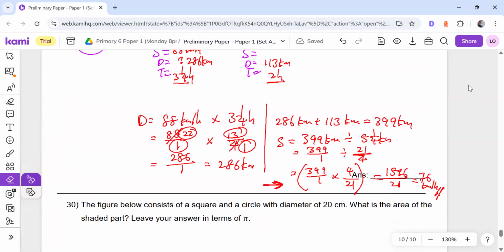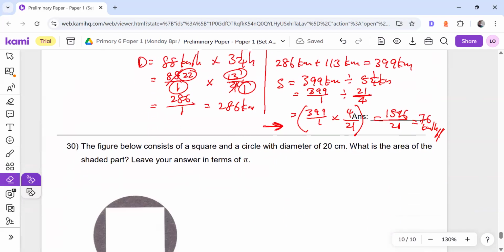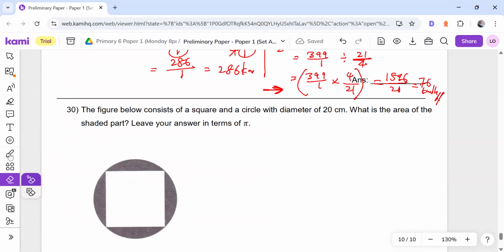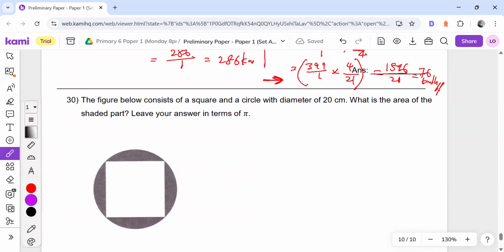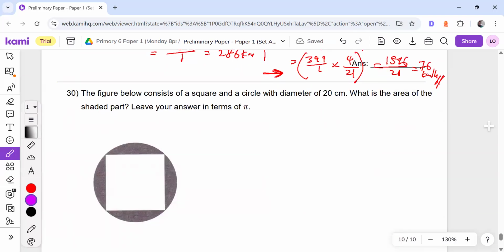All right, so let's go to the last question already. So far, good so far? Okay, now question 30. I think most of you couldn't do this right. Question 30. Yeah, but those of you in my group, if you have done your circles already, you should have seen this already.